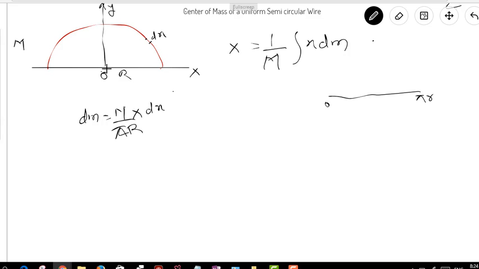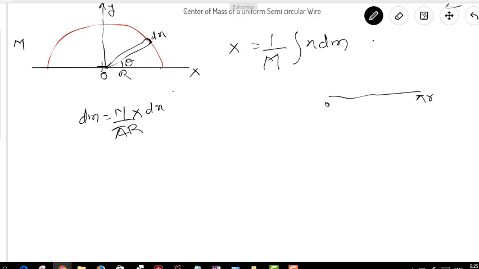So we have to do the integration such that it covers this arc. The way to do it is to find the value of dx and then integrate it over this arc. If we find the value of dx in terms of theta, then we can just integrate it from 0 to pi. Then the integration will know that it has to integrate over this arc.